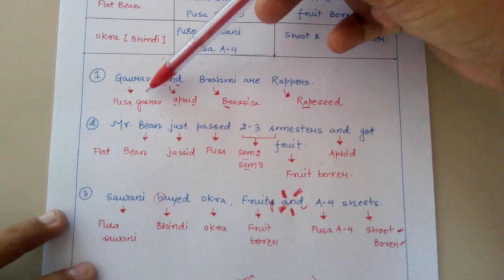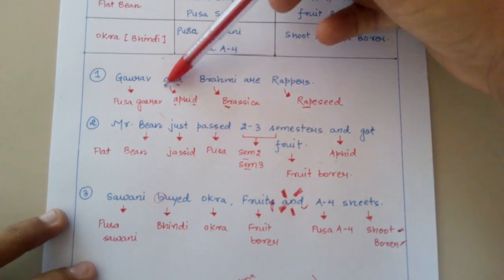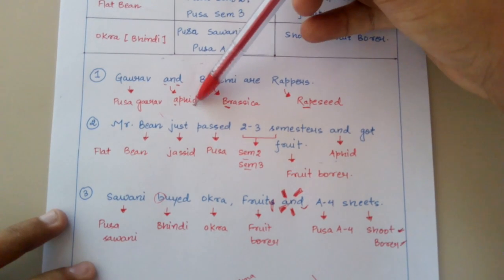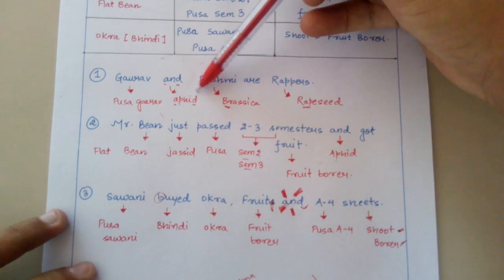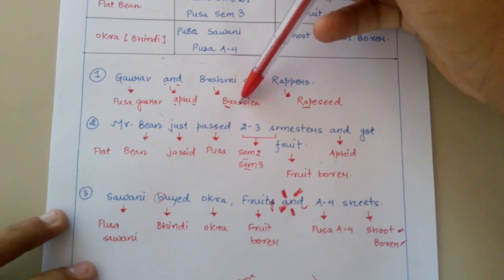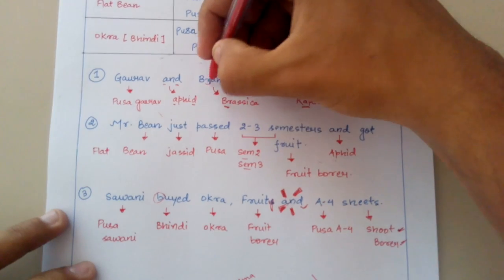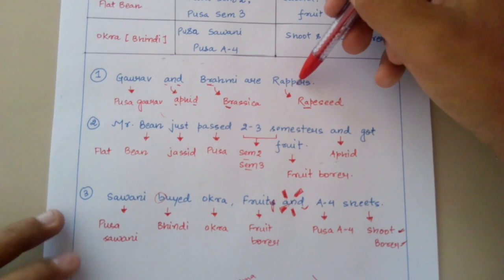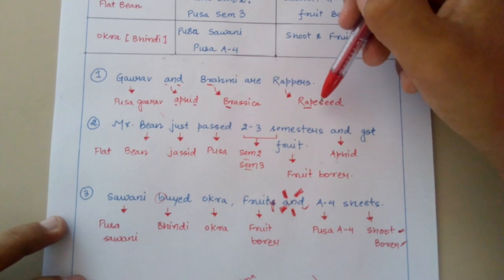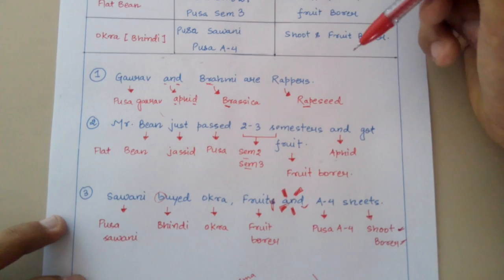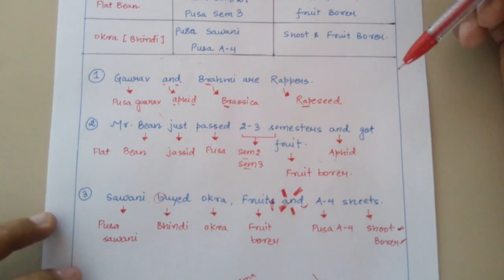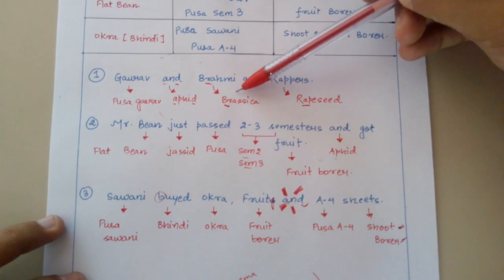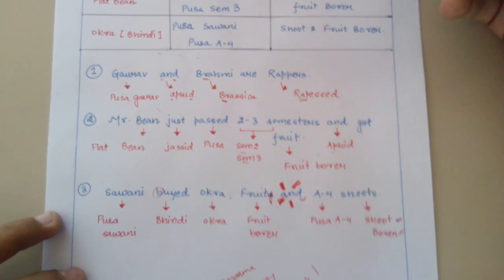Gaurav simply means Pusa Gaurav, which is a variety of brassica, and "and", starting with A and ending with D, simply means aphid. Brahmi simply means brassica, that is BRA is common here. Rappers simply means rapeseed or rapeseed mustard, which is another name of brassica. So Gaurav and Brahmi are rappers: Pusa Gaurav having insect pest aphid, Brahmi meaning brassica, the crop, and rapeseed mustard being another name of brassica.